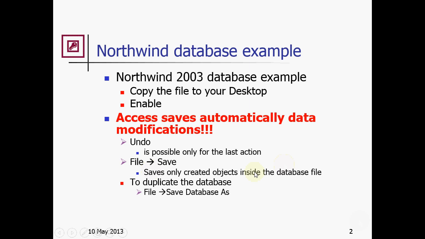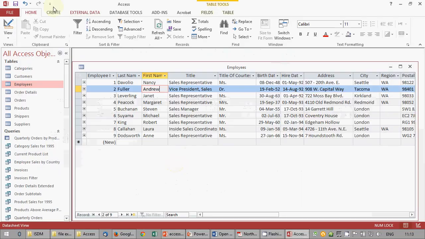So file save simply saves objects inside the database file. So it's not like the Word save, which saves the file on your disk. The file on your disk is saved every time automatically. The save simply saves the objects that you have inside. So Access is a container of objects, for example, tables. So if you do any structural modification to a table, for example, adding a field, then you will have to press this button save here to save the structural modification to the table. But if you do a modification to data, you don't need to do it. Okay?